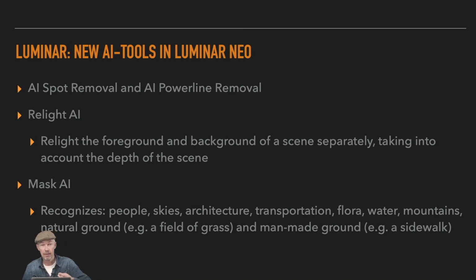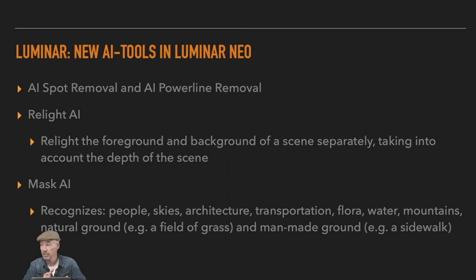So, for example, those of you who were on my masking webinar a while ago on Lightroom, you know how much I love the new AI masking features in Lightroom, but Lightroom's only got 2. Lightroom can detect a sky and it can detect a subject, which is fine. I mean, it's fantastic, but Luminar Neo can detect up to 9 different categories of selections, which is people and skies that it shares with Lightroom Classic, but then there's also architecture, transportation, flora, water, mountains, natural ground like a field of grass, and what they call man-made ground, like for example a concrete sidewalk or a road or whatever.